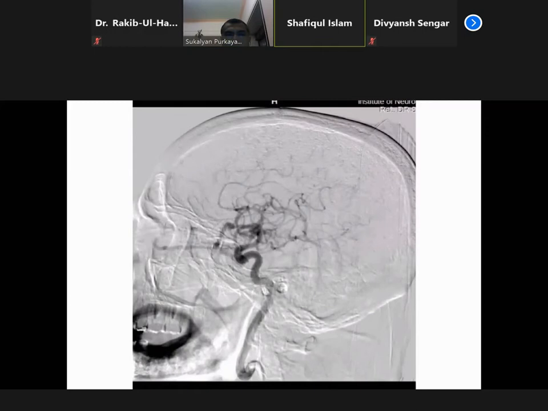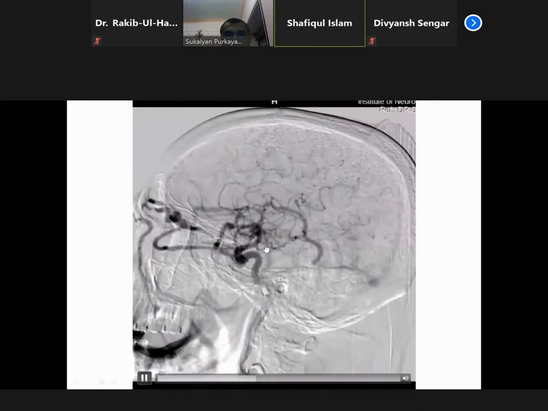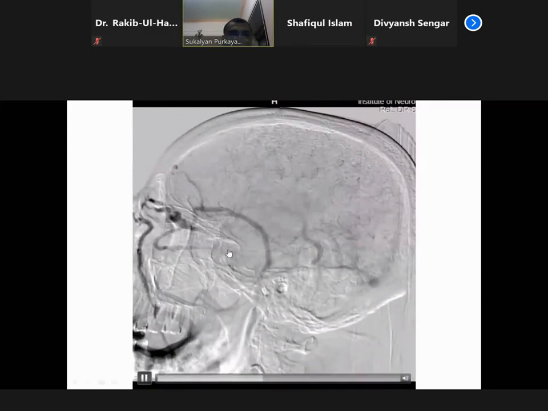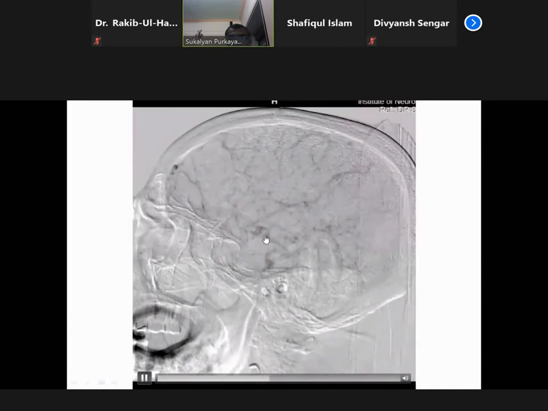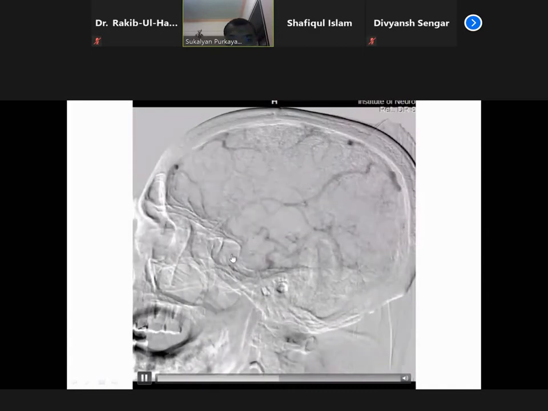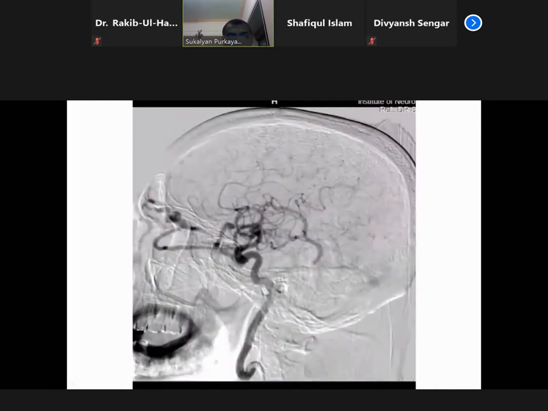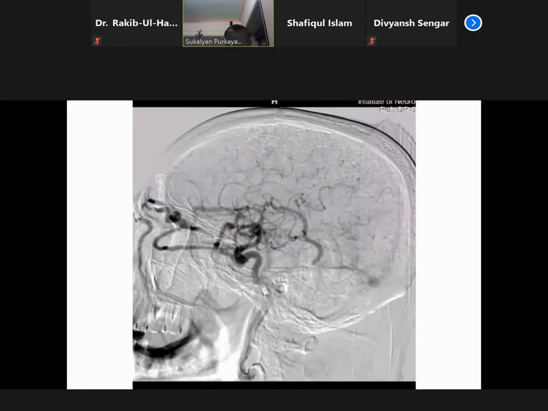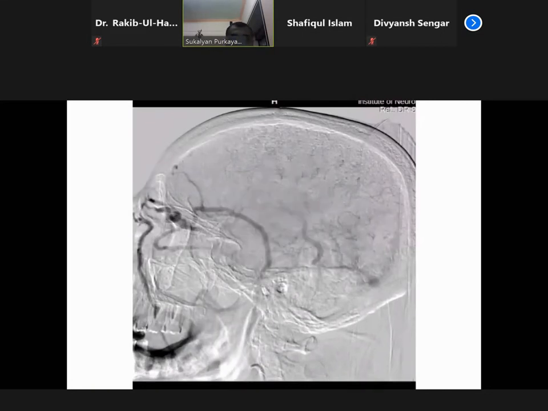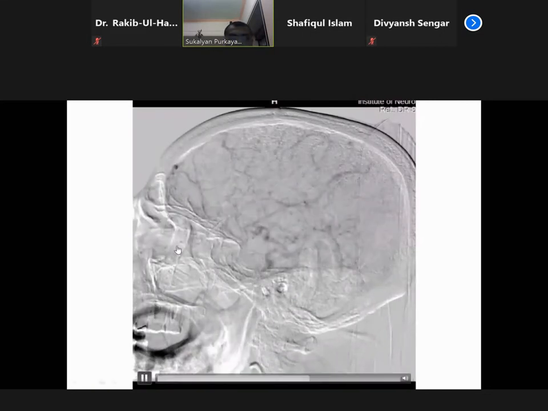Now here, what you see is a fistula from the internal carotid artery, which is mainly draining through the superficial middle cerebral vein and the ophthalmic veins. And the patient came with the features of CC fistula. You can see that there's a whole lot of congestion.